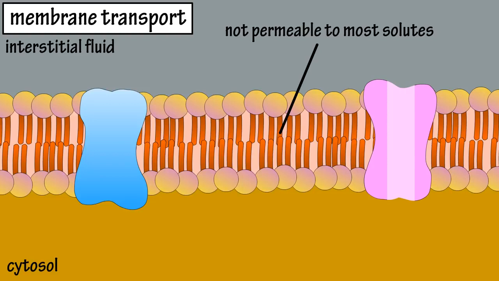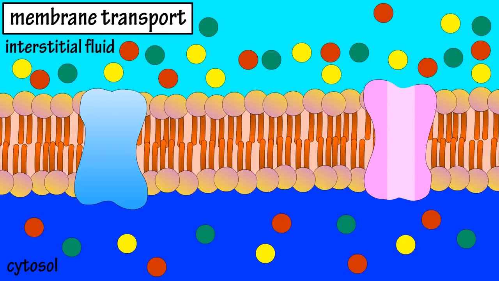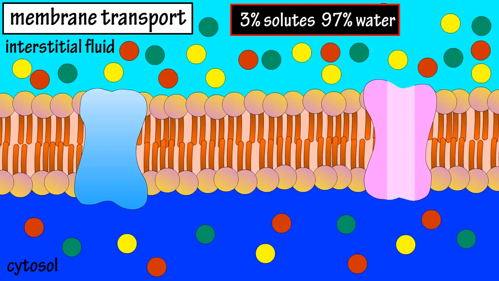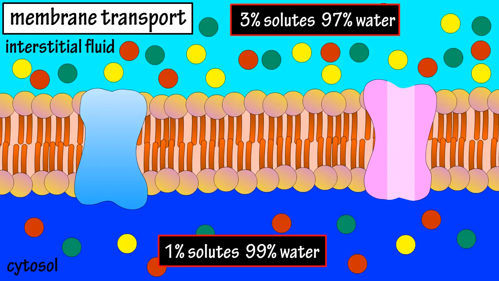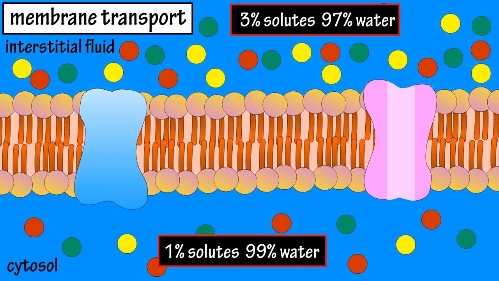So, for example, one side of the membrane, the cytosol or interstitial fluid, can have more solutes than the other side. Let's say the interstitial fluid has 3% solutes and 97% water, and the cytosol side has 1% solutes and 99% water. In this example, water will move down its concentration gradient from the 99% cytosol side to the 97% interstitial side to achieve equilibrium.